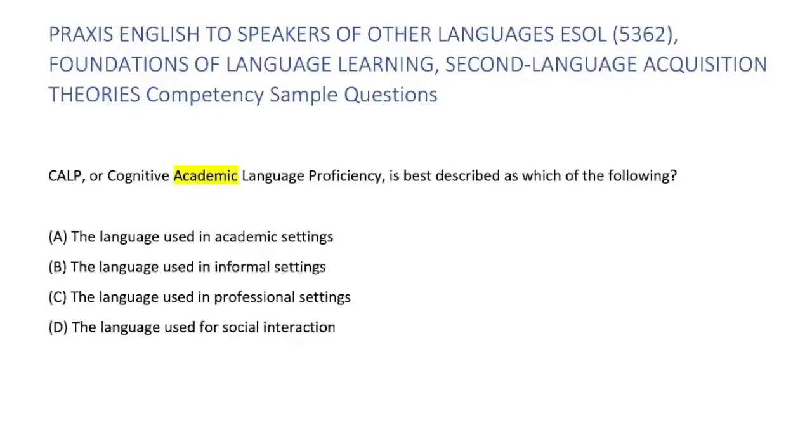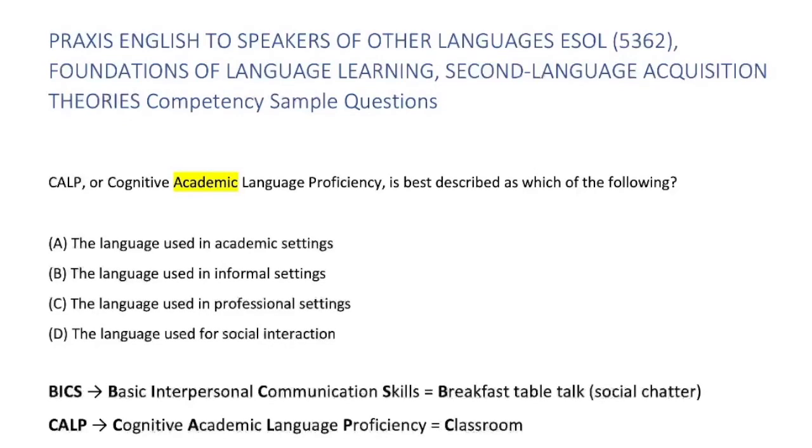We also want to remember the difference between CALP and BICS because that can be a little confusing. So to remember the difference, I'll give you some mnemonics. BICS is basic interpersonal communication skills, which you can remember by the letter B for breakfast table talk or social chatter. CALP, being cognitive academic language proficiency, should remind you of C, classroom. Keeping those things in mind, let's go ahead and eliminate the incorrect answers first.